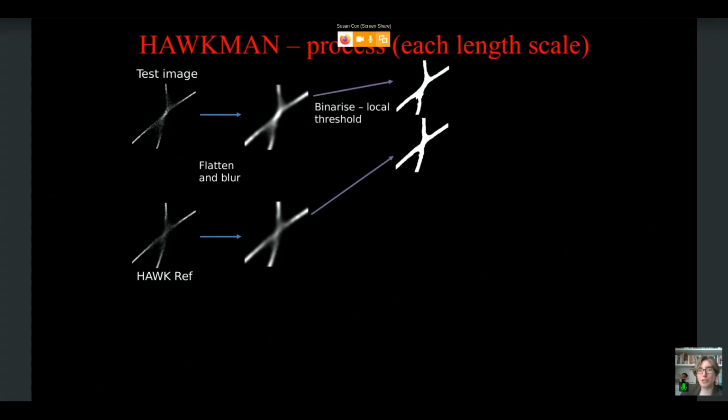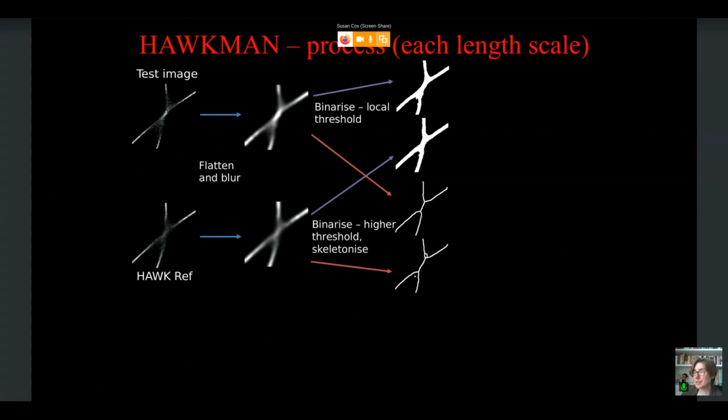We then took two approaches. We binarized and took a local threshold, and then binarized and took a higher threshold and skeletonized. Now you might think, especially if you do any image processing, why are you skeletonizing? Well, obviously, nobody would ever skeletonize unless they had to, especially if you wanted to do anything quantitative.